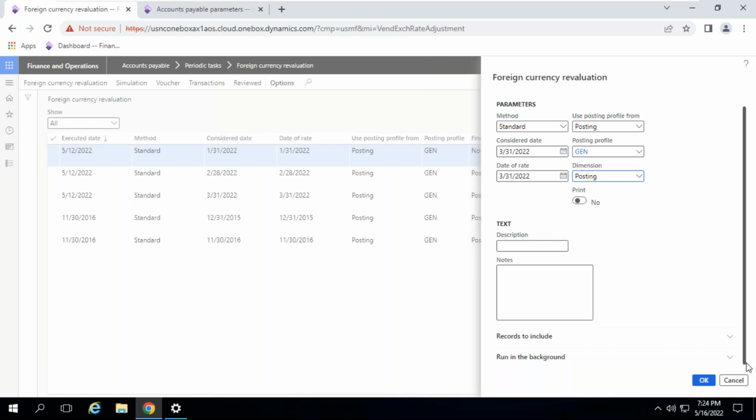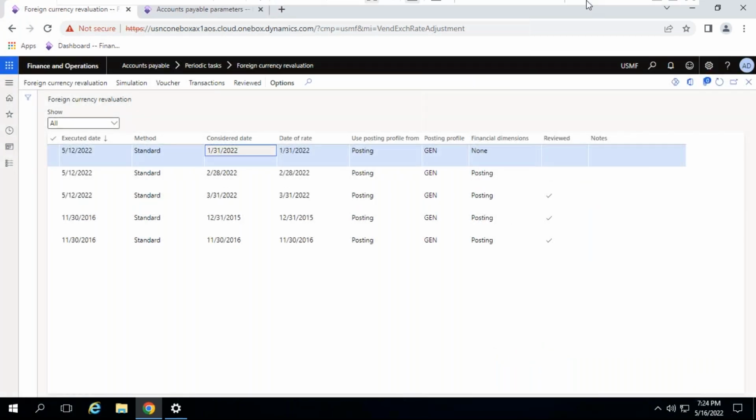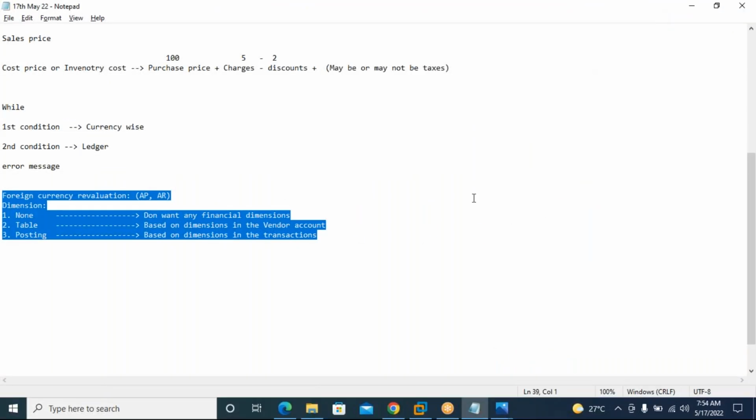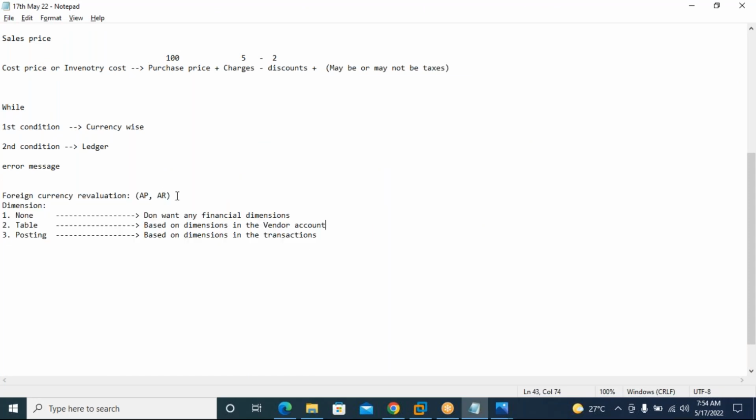Okay, fine. Any more questions, team? Anyone? Okay, fine. Now we understood foreign currency revaluation in AP and AR. I mean to say the behavior of the calculation process, the foreign currency revaluation process, for AP and AR, both are same. Next.